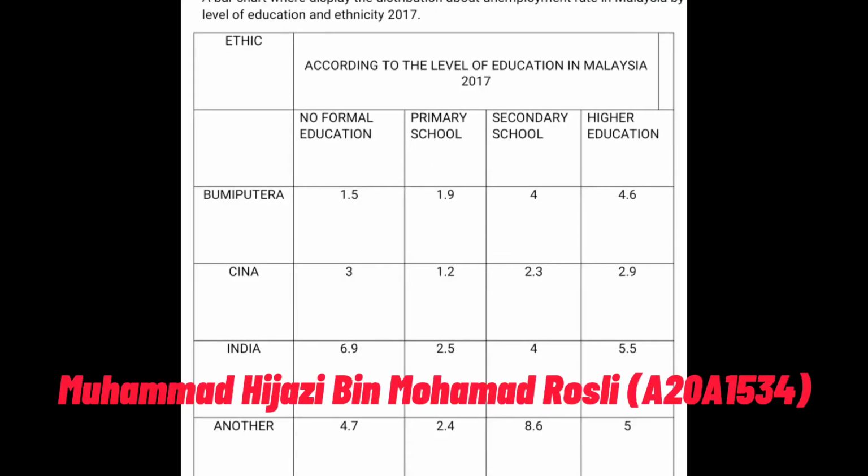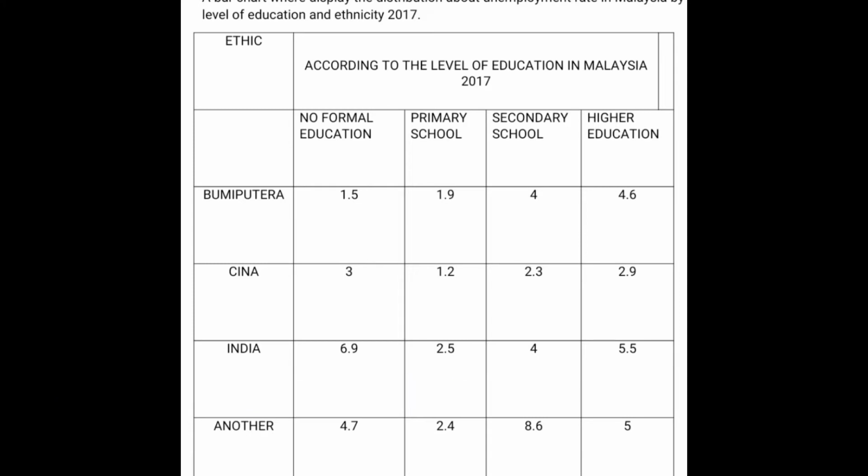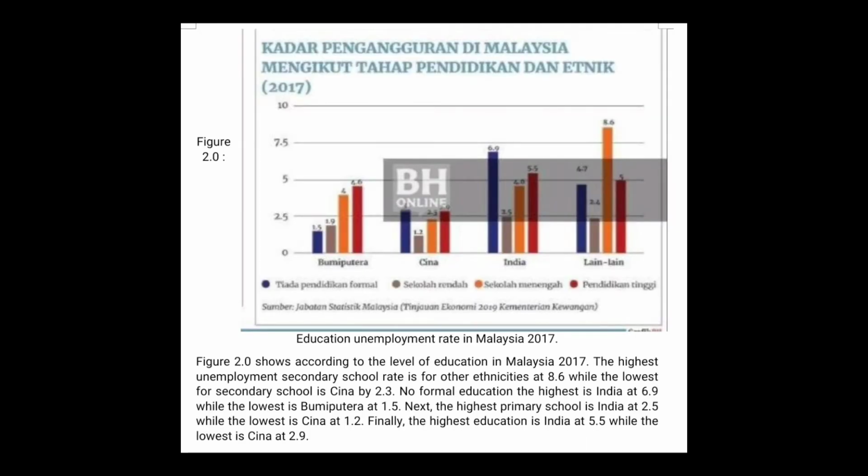I continue to my part, 2.0 graphical representation. A bar chart displaying the distribution of the unemployment rate in Malaysia by level of education and ethnicity, 2017. Table 2.0 according to the level of education in Malaysia 2017. Figure 2.0 shows the unemployment rate according to the level of education in Malaysia 2017.